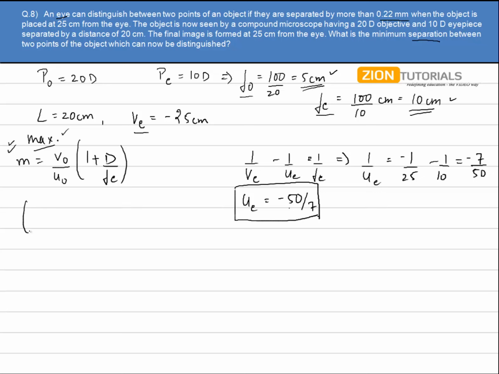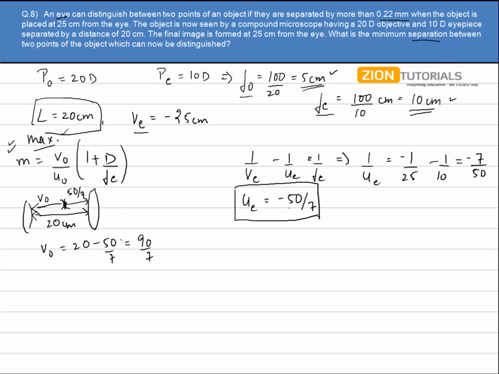So now if this is the microscope, this is the objective, this is the eyepiece, the total length L is given to us, it is 20 centimeter. And UE is this point, which is 50 by 7. So this would be equal to VO, because the image will be formed over here and will act as an object for the eyepiece. So VO would be equal to 20 minus 50 by 7, which would be equal to 90 by 7. So I got VO.